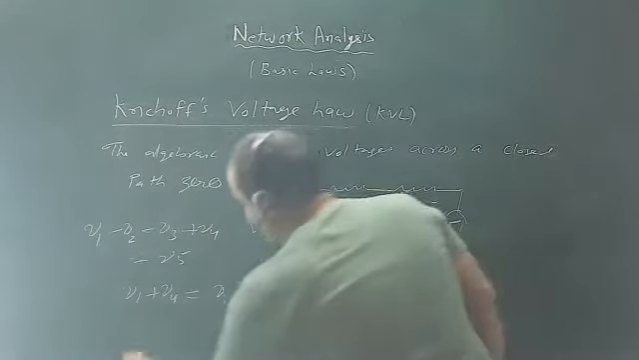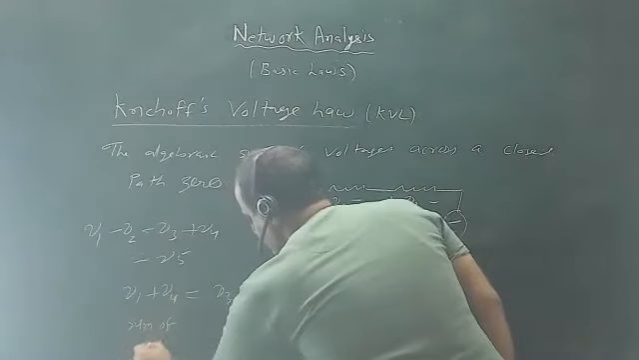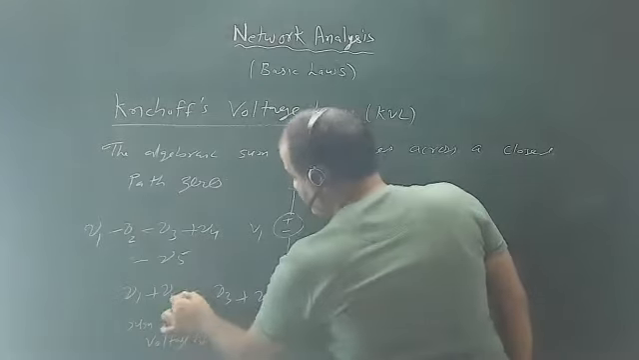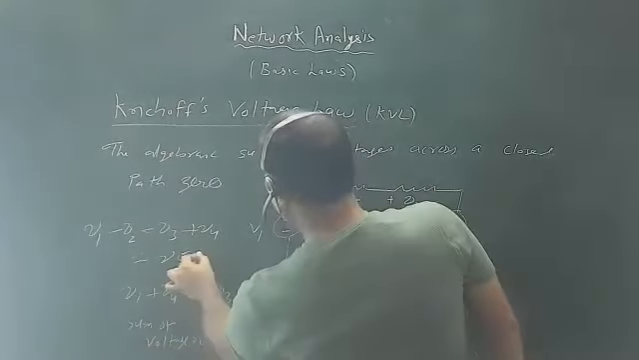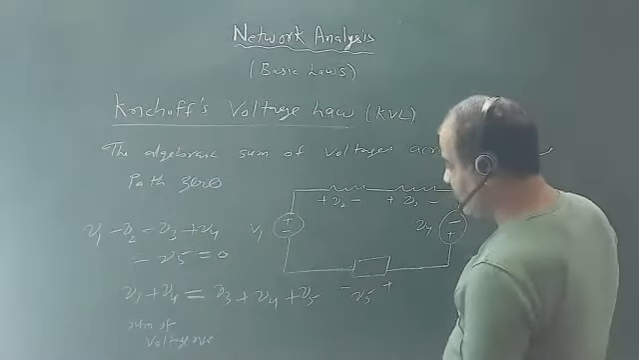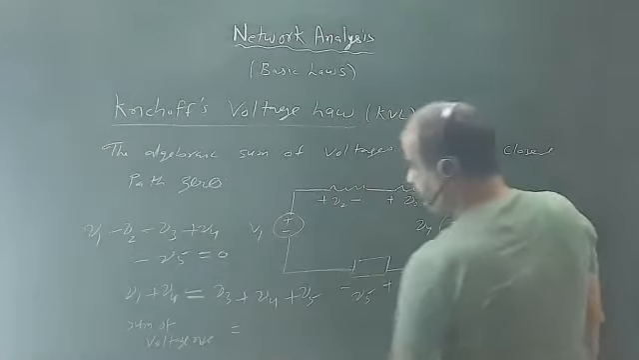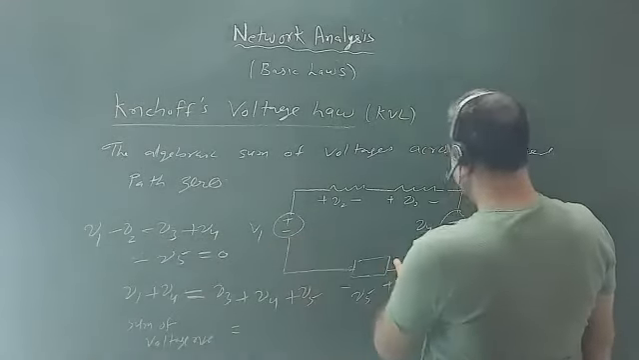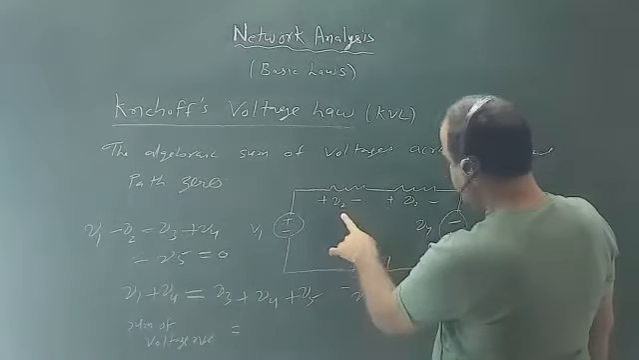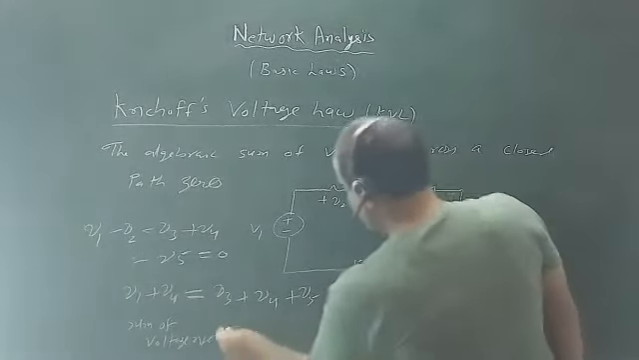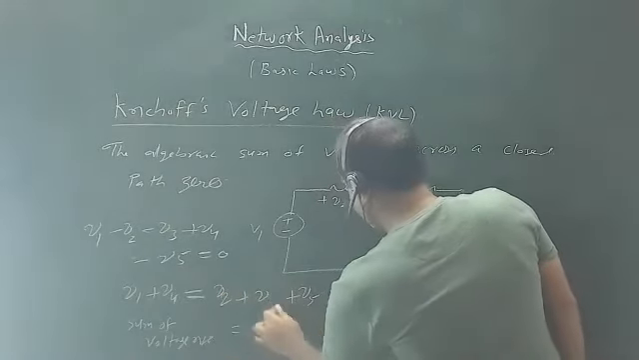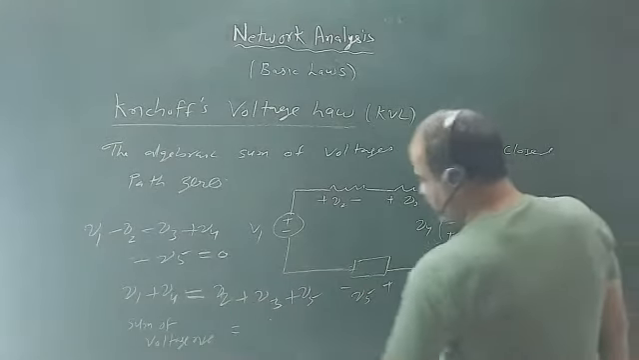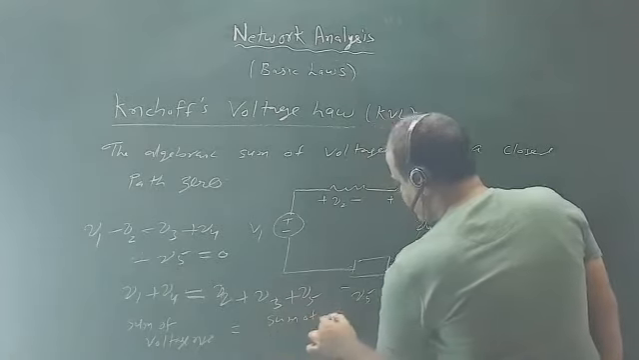So the sum of voltage rises equals the sum of voltage drops. V1 is a rise and V4 is also a rise. This is a drop, this is also a drop, this is also a drop: V2, V3 and V5. Okay, so sum of voltage rise equals sum of voltage drops.